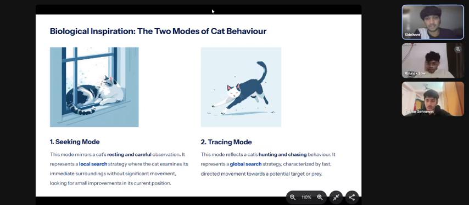The next one is tracing mode. So it basically mimics the hunting and chasing behaviors of the cat, and it represents the global search strategy. It is characterized by fast and directed movement of cat towards its prey.